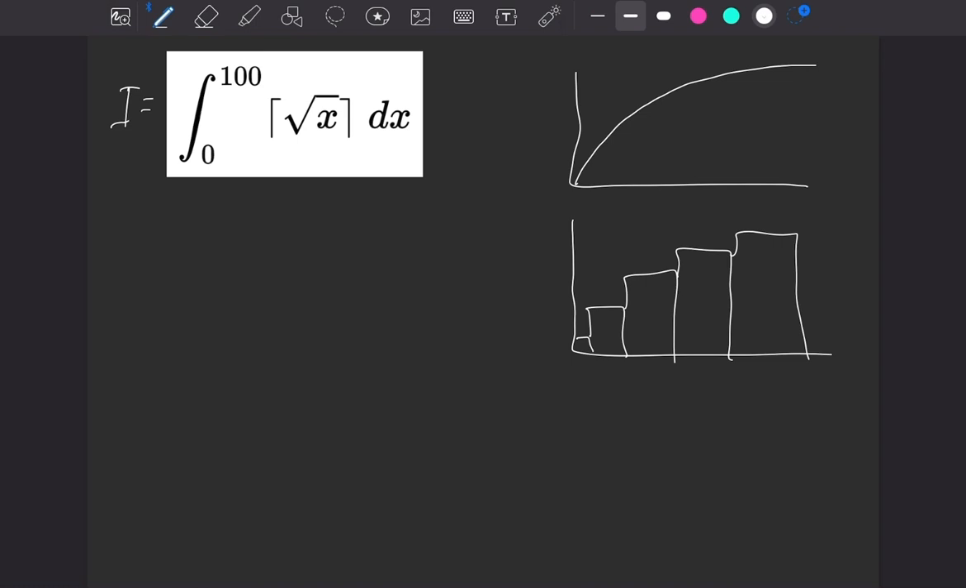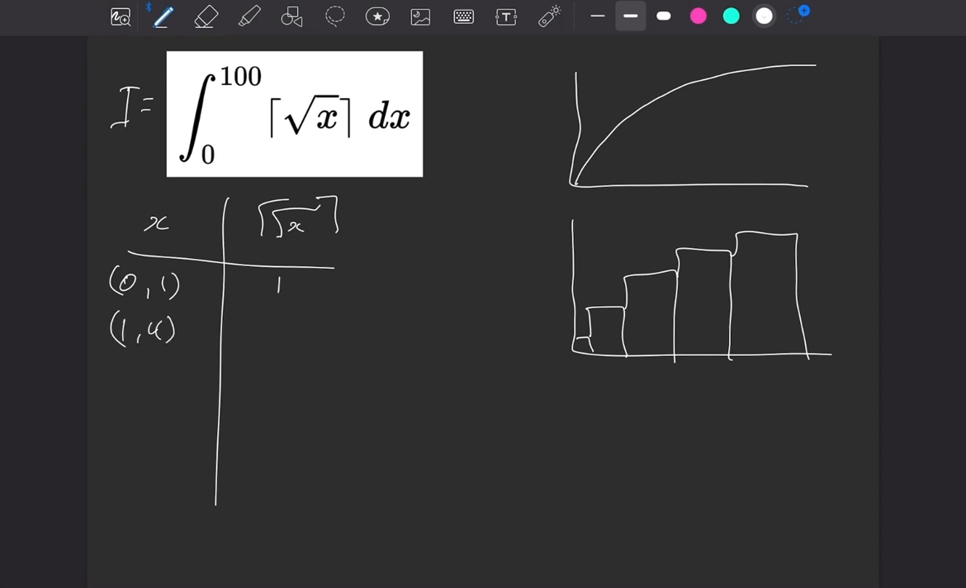So we'll think about the function over different domains. So if we have our domain on the left and our function on the right, when we're between 0 and 1, the square root would be 0 point something, so rounding that up will give us 1. So when we're between 1 and 4, the square root would be 1 point something, so that will round up to give us 2. And again, between 4 and 9, it will round up to give us 3. This will keep going until eventually we have 81 and 100, rounded up to give us 10.